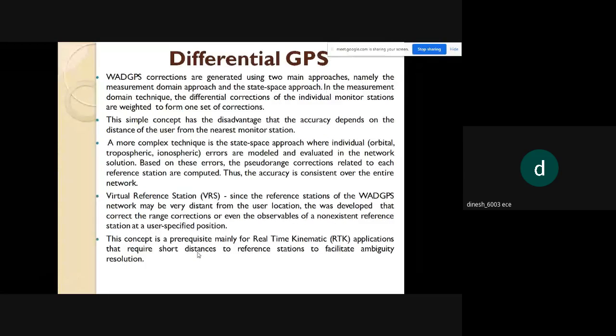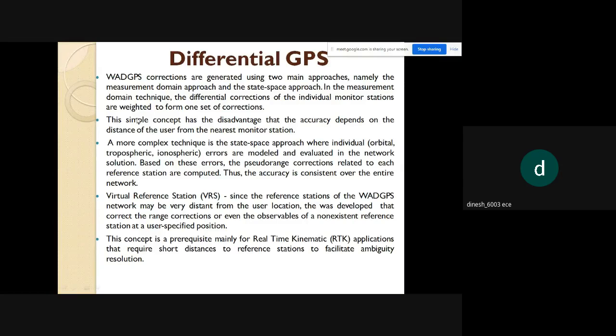And these wide area DGPS corrections are generated using two main approaches. One is the measurement domain approach, and the second is the state space approach. In the measurement domain approach, the differential corrections of the individual monitor stations are weighted to form one set of corrections. The difference between the reference and the actual positioning is calculated, and they are weighted to form a single set of corrections, which we call the measurement domain approach.